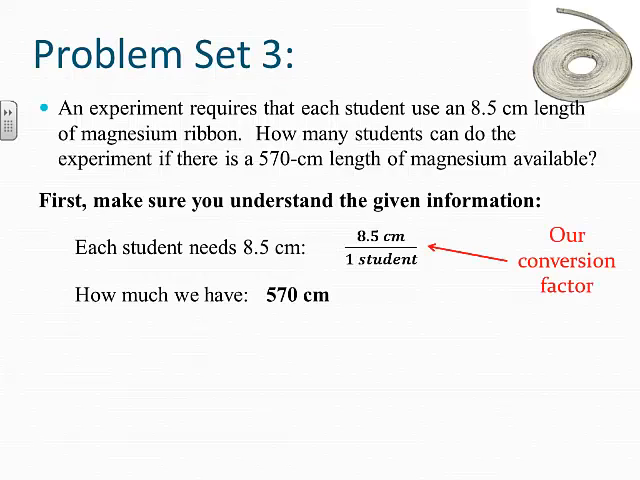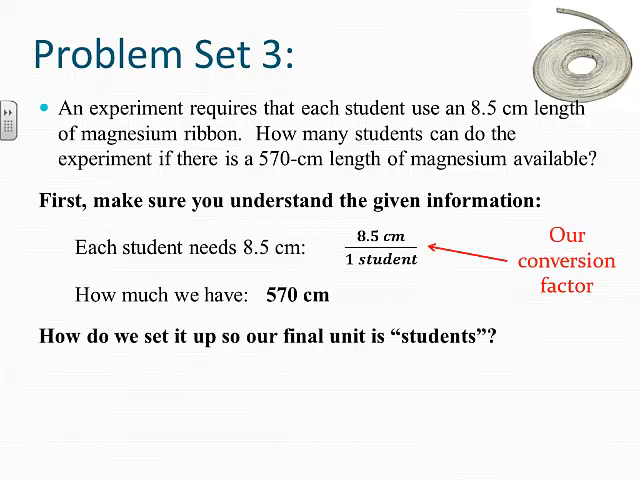Our conversion factor should be obvious here because it's a ratio. How do we set up the problem so our final unit is students? We can't multiply them the way they're written right now because student is on the bottom and centimeters on the top. So centimeters would not cancel, and we'd have per student, not students, as our unit. We'd end up with centimeters squared per student. So instead of setting it up that way, we can take that ratio and flip it over and use it as a conversion factor in its flipped over form. 570 centimeters times one student per 8.5 centimeters will allow centimeters to cancel and give us units of students.